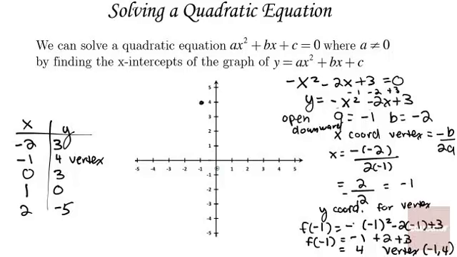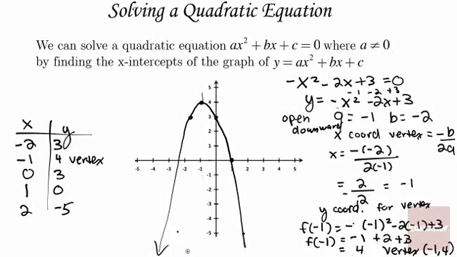So I have enough points to go ahead and start plotting. When x is negative 2, y is 3. When x is 0, y is 3. When x is 1, y is 0. And when x is 2, y is negative 5. So I have some points. If you think about the axis of symmetry, there's going to be another point over here somewhere. So I have the general shape.